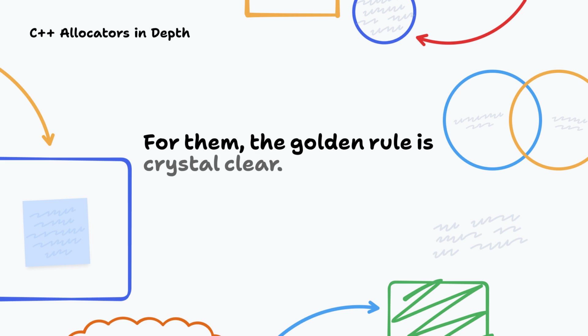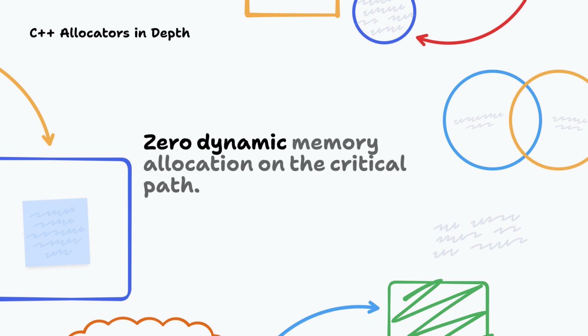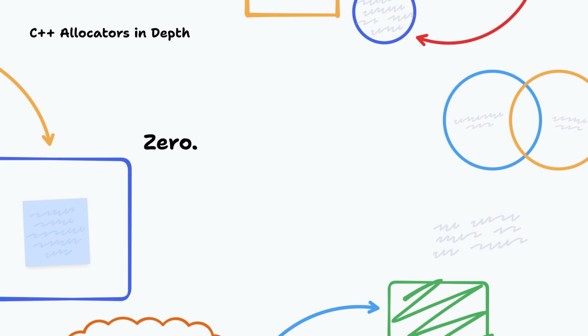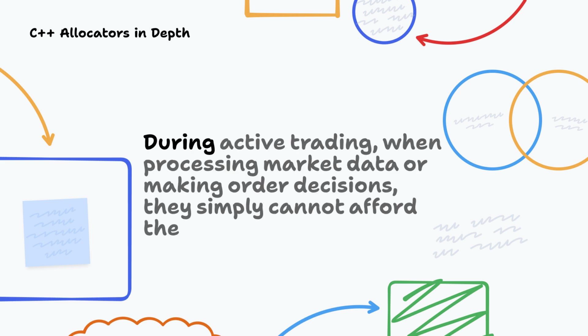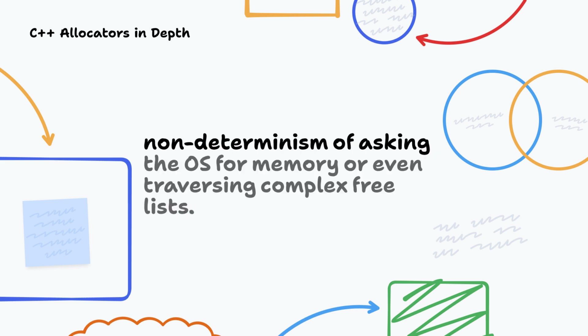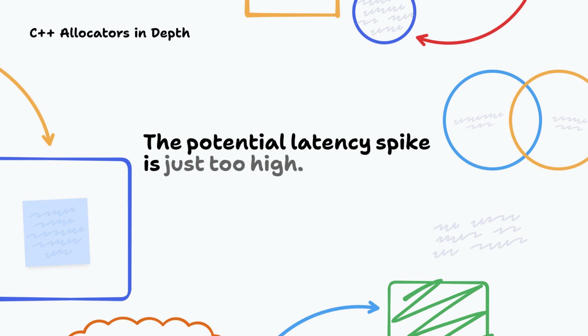For them, the golden rule is crystal clear. Zero dynamic memory allocation on the critical path. Zero. Like none at all. None. During active trading, when processing market data or making order decisions, they simply cannot afford the non-determinism of asking the OS for memory or even traversing complex free lists. The potential latency spike is just too high.